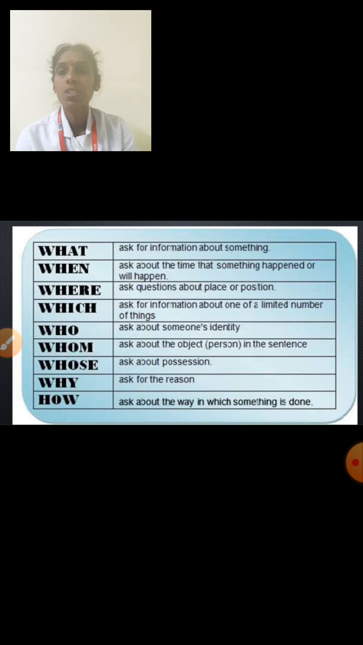Next, whose asks about possession. Why asks for the reason. How asks about the way in which something is done. This is what we will use for WH questions.